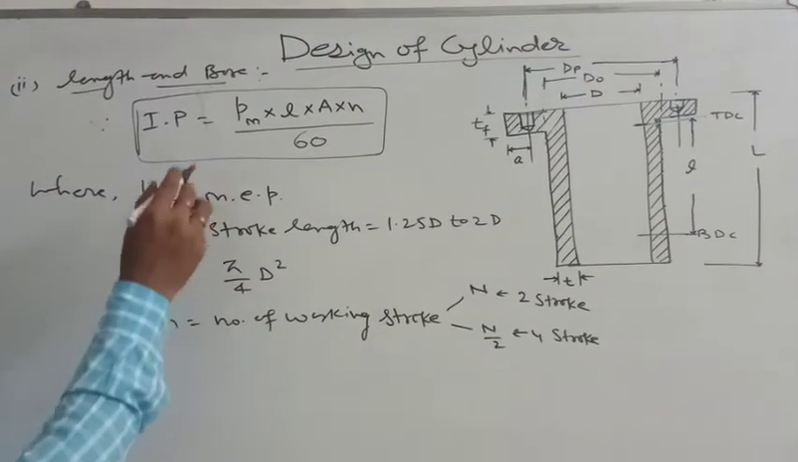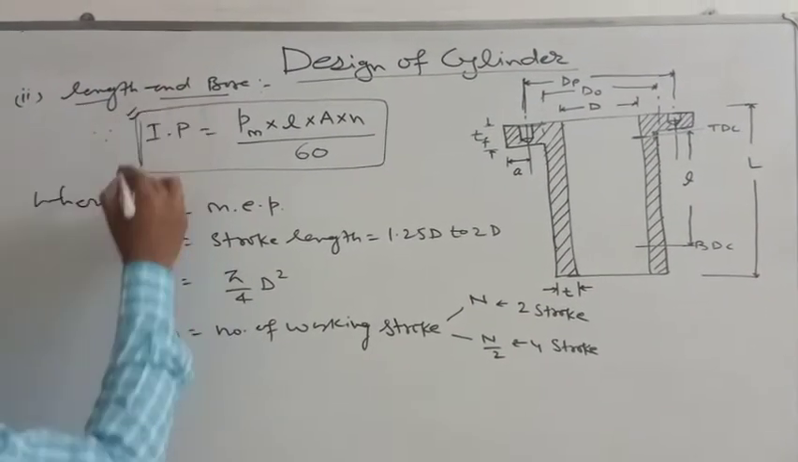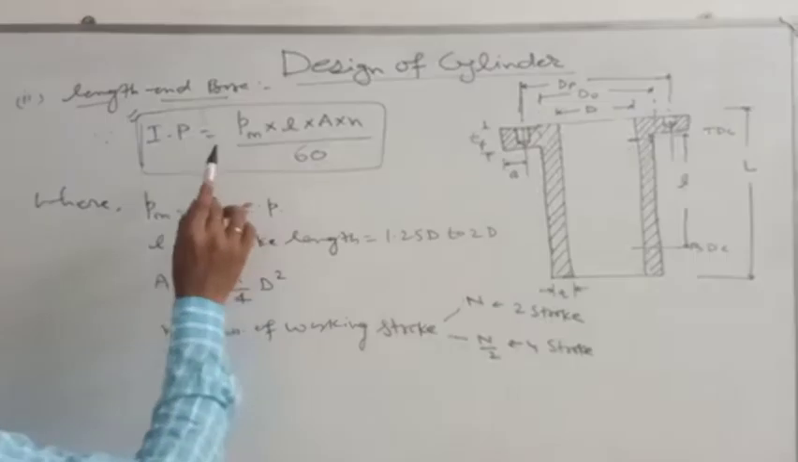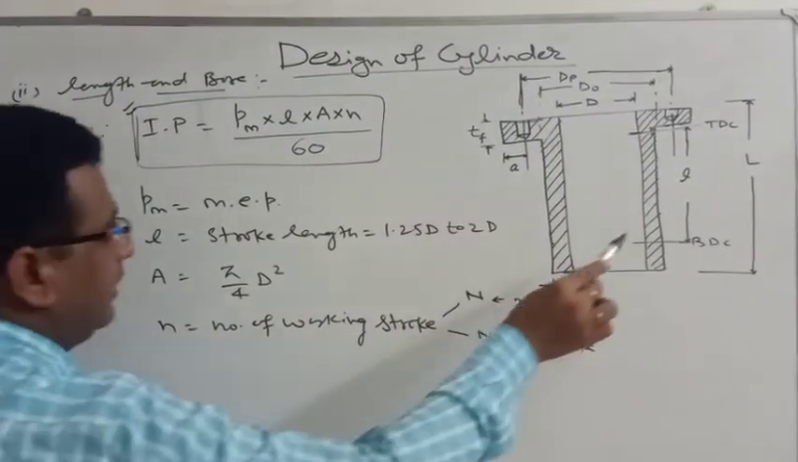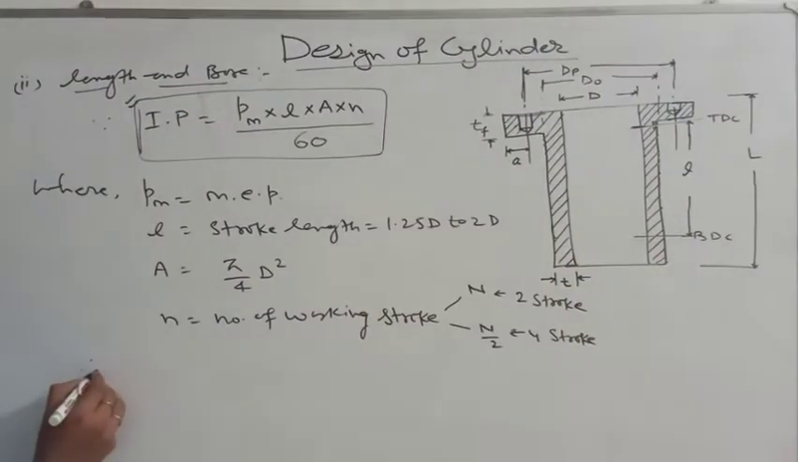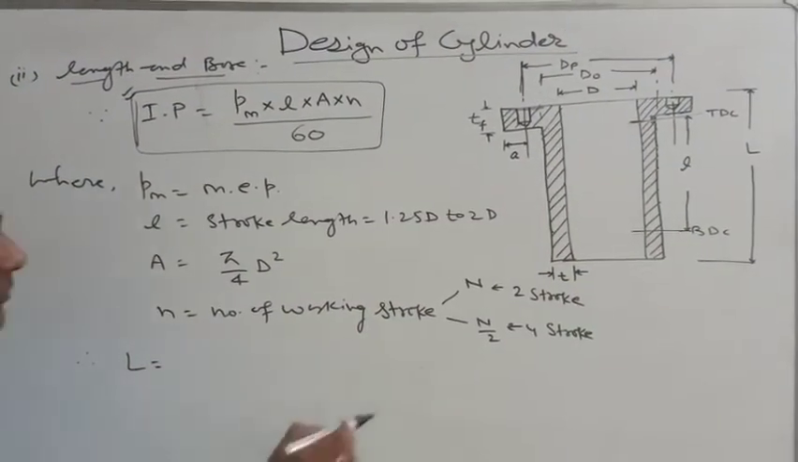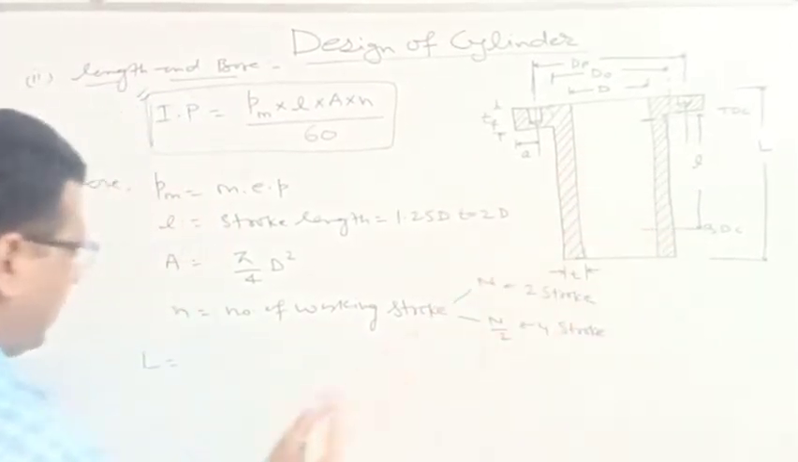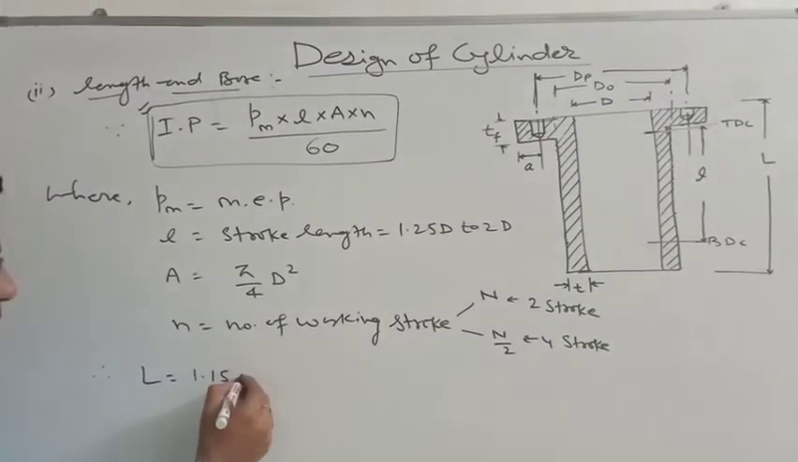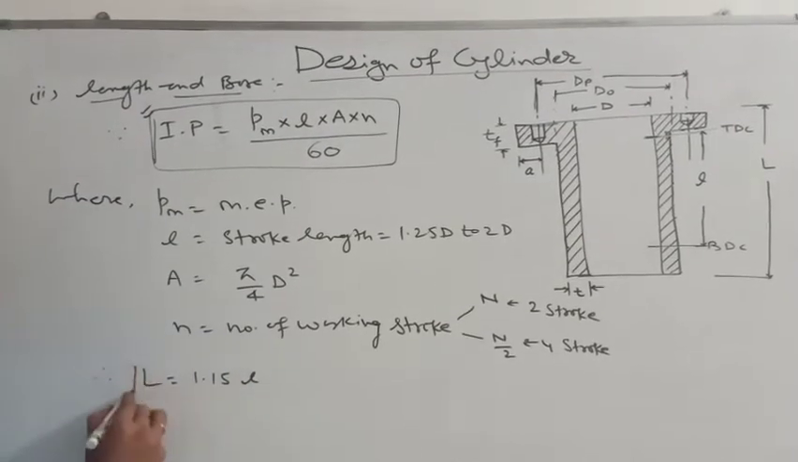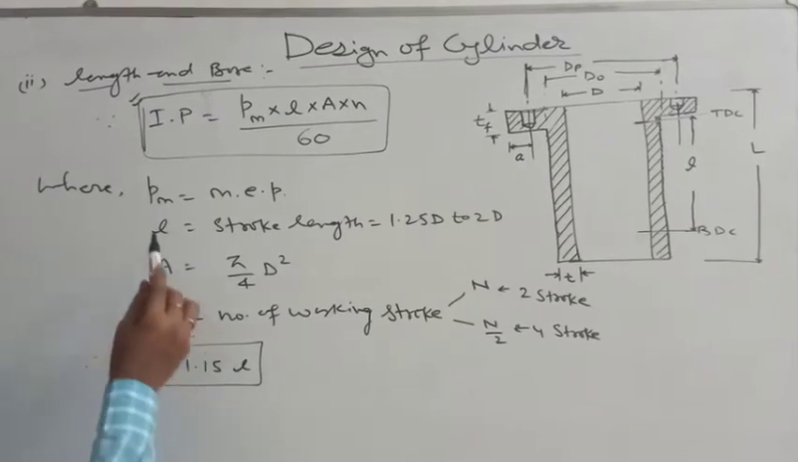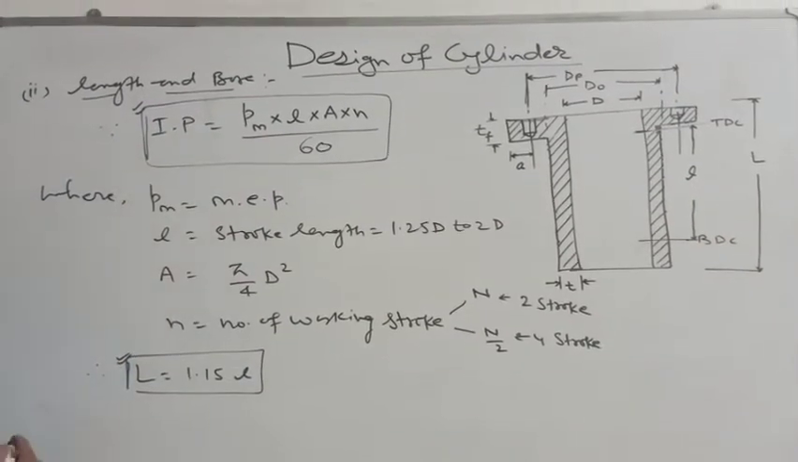With the help of this equation we can calculate the diameter or mean diameter, and by this we can calculate the length of the cylinder. And 15% allowances are given on both sides of this L, that's why it is 1.15 into small l. We can calculate the length of the cylinder, and we can calculate the inside diameter of the cylinder.